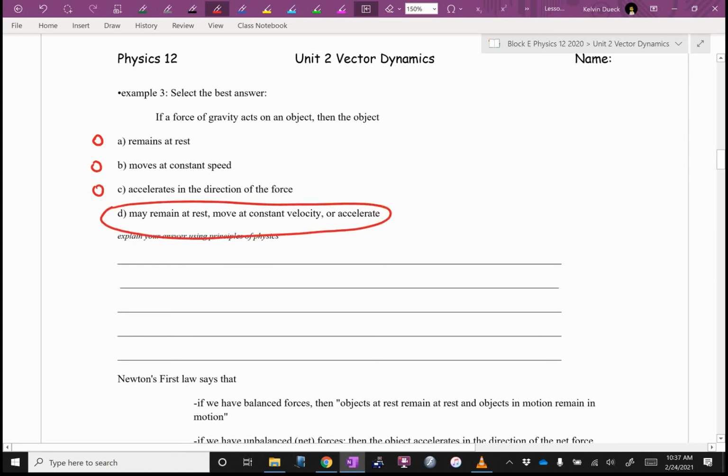If I gave this to you as a using principles of physics, explain question, and I won't because it's here, I think the easiest would be to give an example of how each one can be true. Give me an example of how an object can be feeling gravity but remain at rest. Sure. Us. Sitting in a chair. Can you give me an example of how it's possible for an object to be feeling gravity but moving at a constant speed?